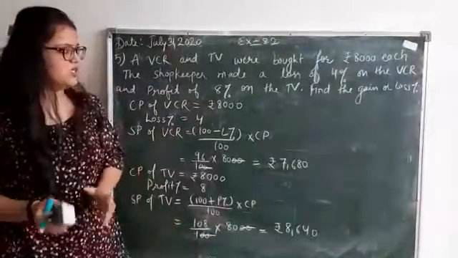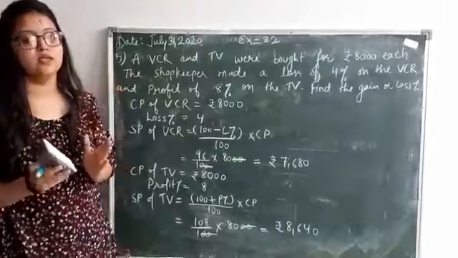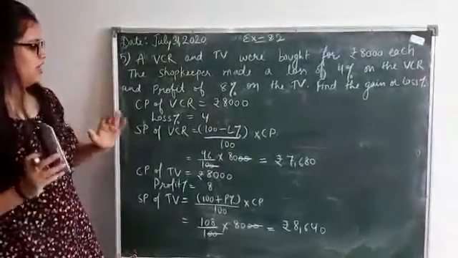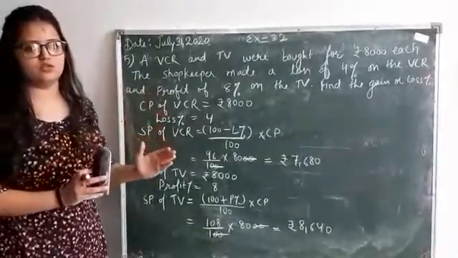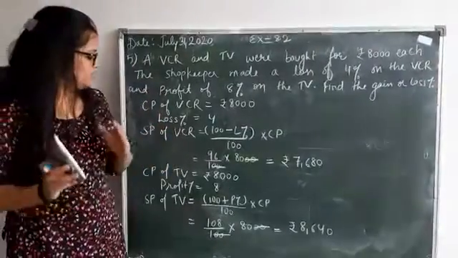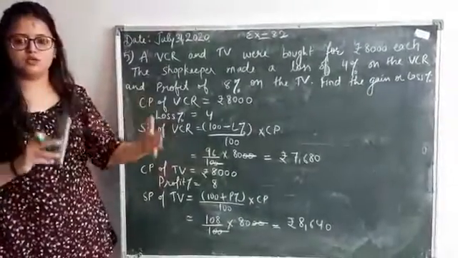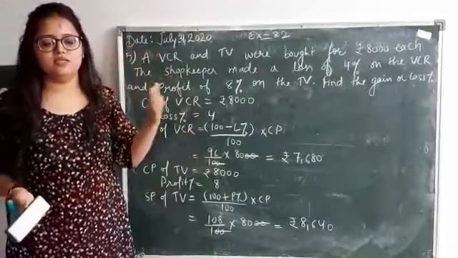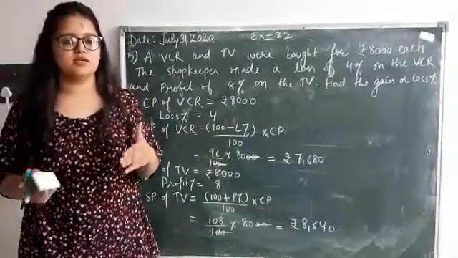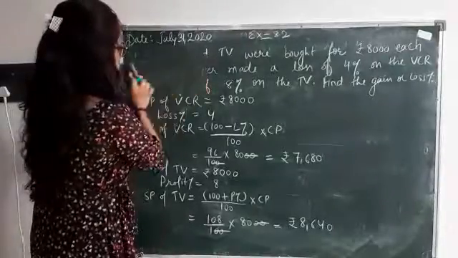So this is how you have to find out the selling price of VCR and the selling price of TV. Question is find the gain or loss percent on the whole transaction. It means you need to add the cost price of TV and VCR, you will get the total cost price. After that you have to add the selling price of TV and VCR, you will get the total selling price, and then you can check that whether selling price is greater or cost price is greater, and that will give you profit or loss.